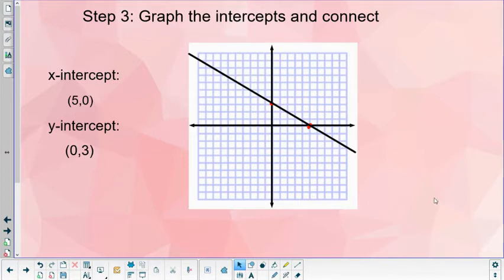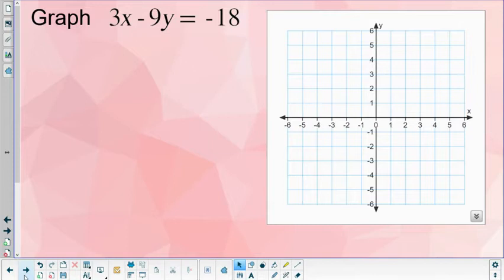Okay, let's try one more together, and then I would like you to try 2 on your own. Okay, so let's say I want to graph this one here. Again, I'm going to use the cover-up method. So I'm going to get my box again, and if I make x 0, I'm going to cover that up.